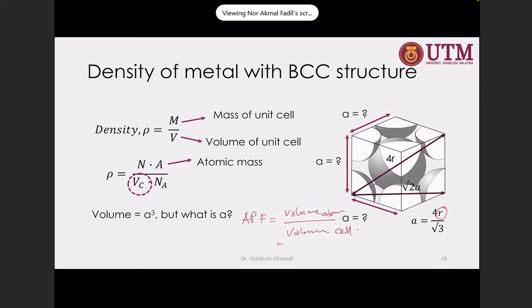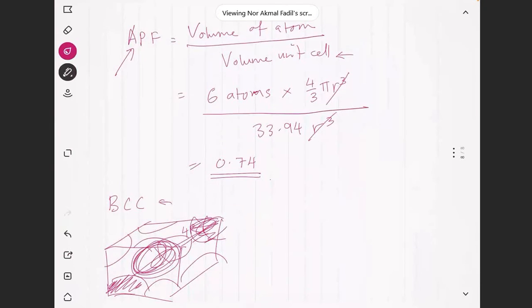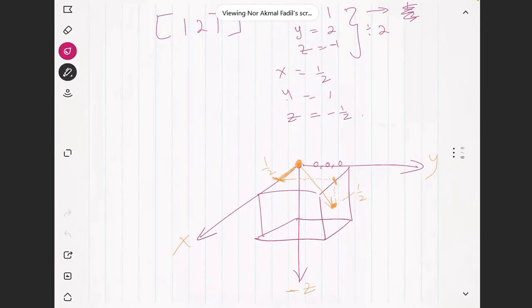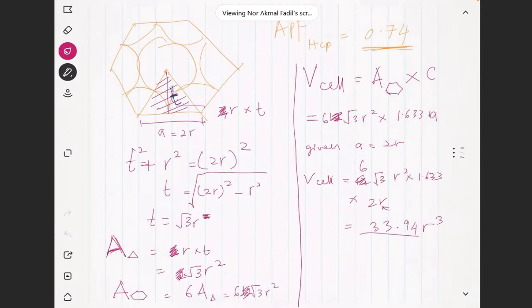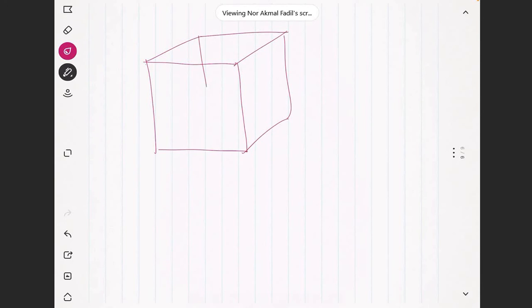What about the direction? Miller index. Last time we discussed this. Are you able to determine the Miller index? For example, I give you one example, so you can do it together. So let's say I give you this direction. Please index this direction. What is the answer for this one?